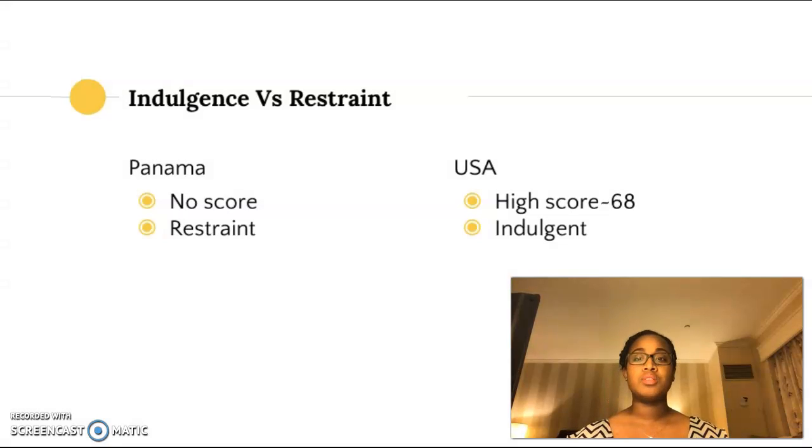And last but not least, we have indulgence versus restraint. Again, Panama did not have a score, so I put them with restraint because it was the closest to 0, and the United States had indulgent because they had a high score. And it's exactly like it sounds. The United States, you work hard and you play hard. You feed into your indulgences, whereas in Panama, you're raised to kind of hide your indulgences almost, and you work. And when you're done working, you can go into your indulgences, but it's looked upon more positively if you put aside your wants and desires and go towards something that'll help the community and help your family.